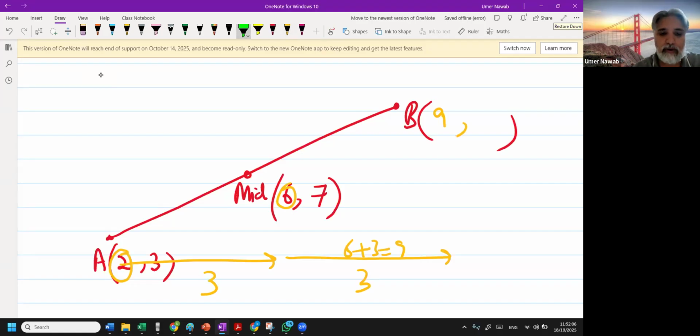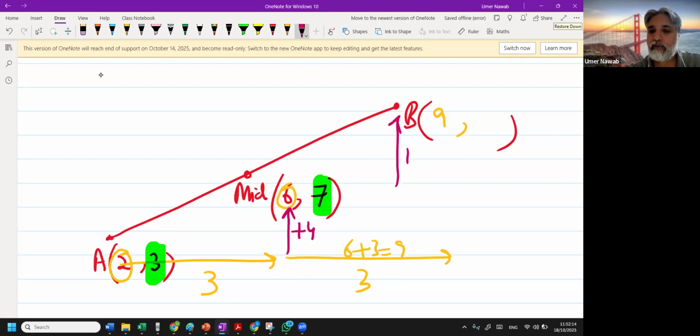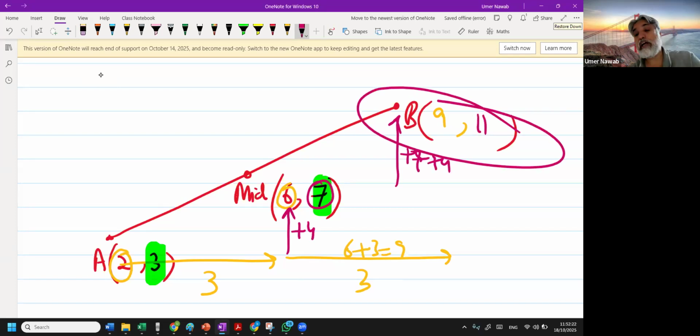Okay, come on. Your y coordinate is 3 and it has gone to 7. How much have you gone up? You have gone 4 units up. So definitely you have to go 4 units up. So from 7, you have to go 4 units up. 7 plus 4 is 11. So a person can also find the endpoints if the midpoints are given by using this technique.